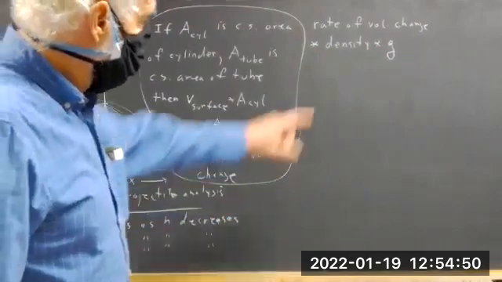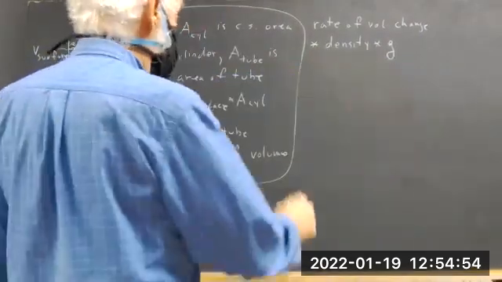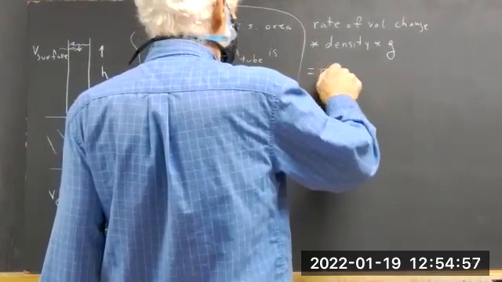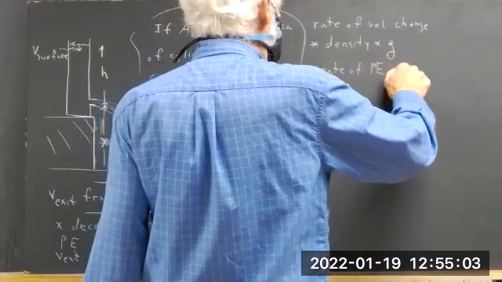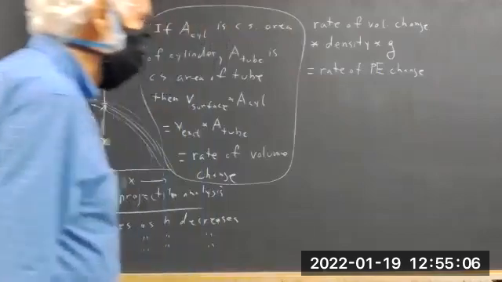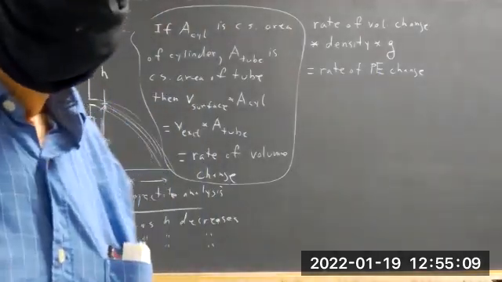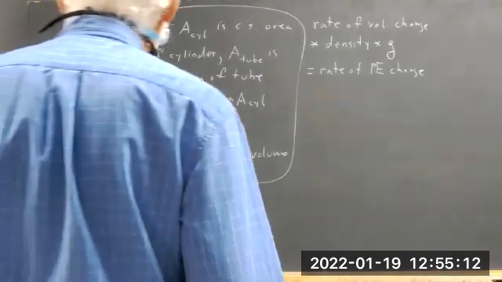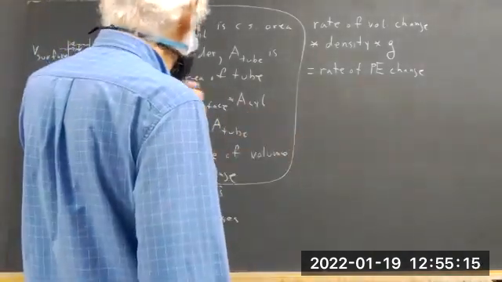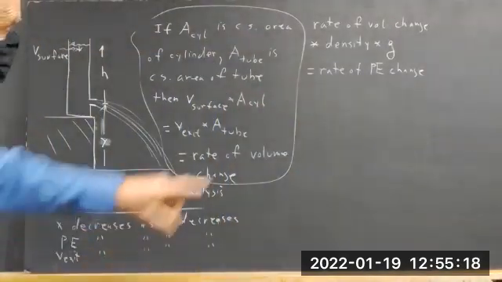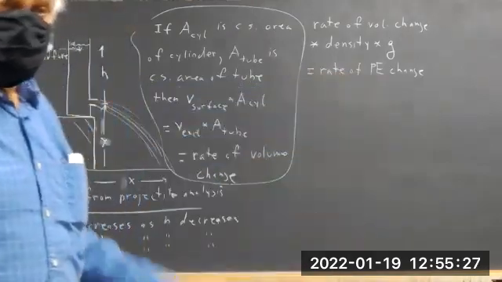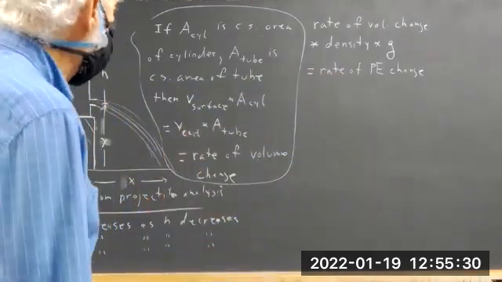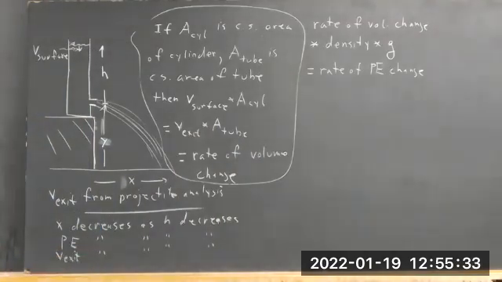The rate of volume change multiplied by the density times g is the rate of your gravitational potential energy change. Okay. We can put that in more mathematical terms. We will in a minute, but I'm writing it out to think about it more conceptually rather than looking at a bunch of symbols and trying to figure out what they mean. Understand what the symbols are going to mean, and then we'll write out the symbols. Okay.